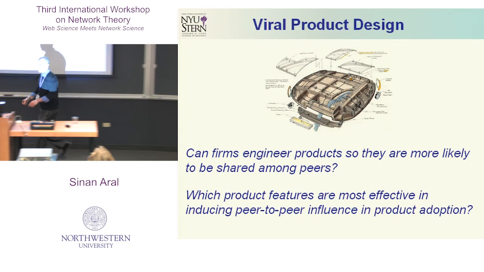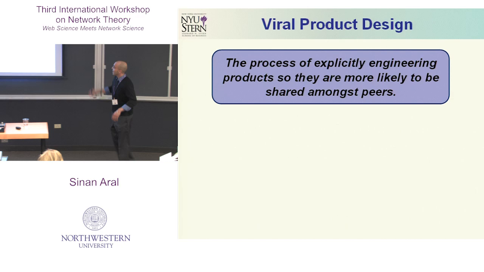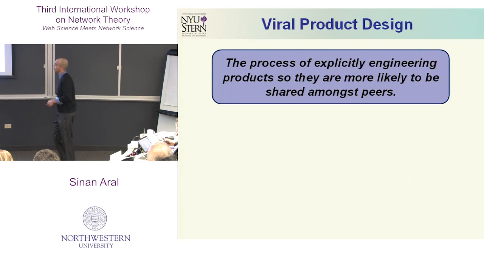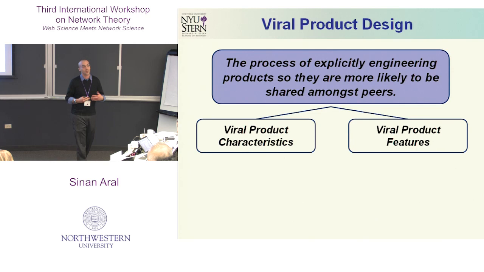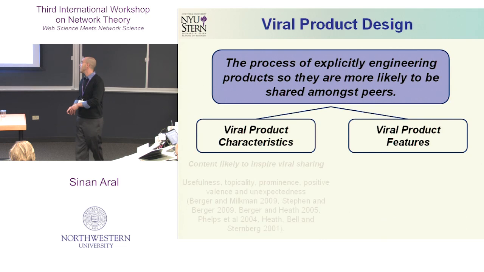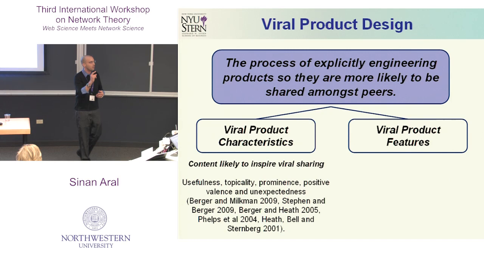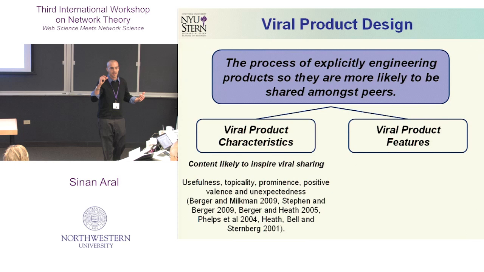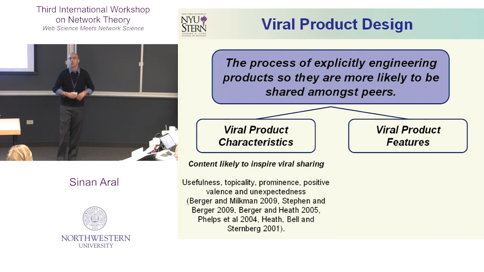So that's the definition of viral product design: the process of explicitly engineering products so they're more likely to be shared amongst peers. There are really two dimensions of this. Viral product characteristics: what is it about that YouTube video with a funny guy dancing that makes it go viral? What is it about the content that makes people want to share it? There have been some studies about this, for instance, studies of what content makes the most emailed newspaper articles in the New York Times, the ones that hit the top 10 most emailed list. Or there was a study about which urban legends are the most likely to spread, and it turns out that the disgusting urban legends are the most likely to be viral, which says something about our society.